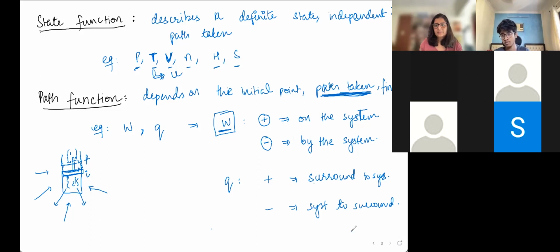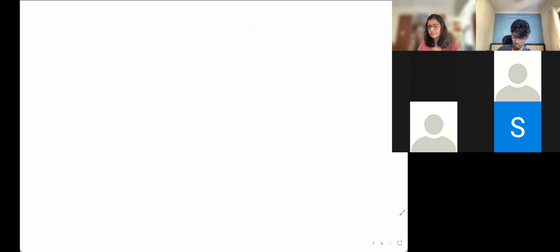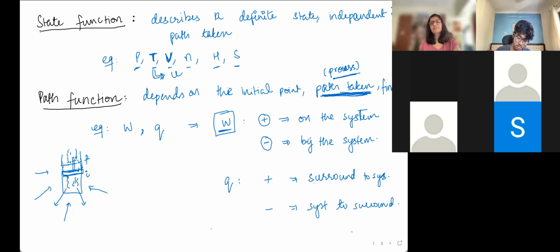Okay. So now the path taken is basically what we are saying is what process happened. There are a lot of different types of processes in thermodynamics. Can you go back? Yeah. Okay, so once you guys are done noting this down, we'll talk about the types of processes.